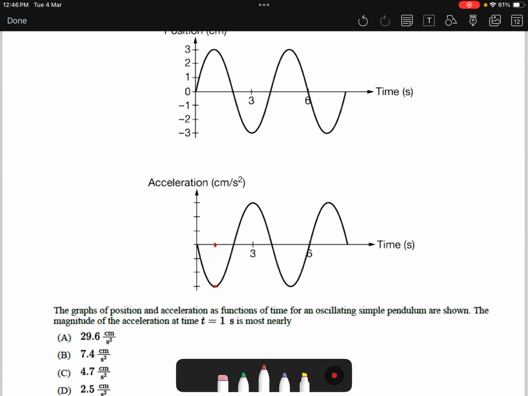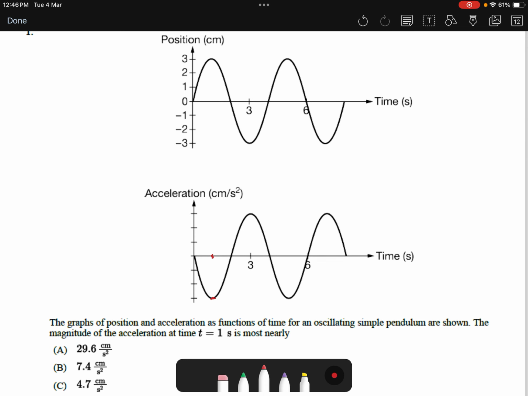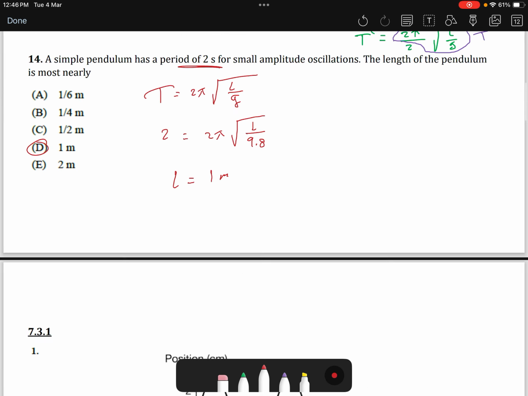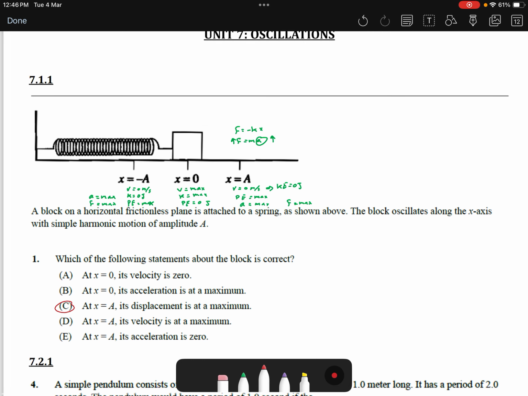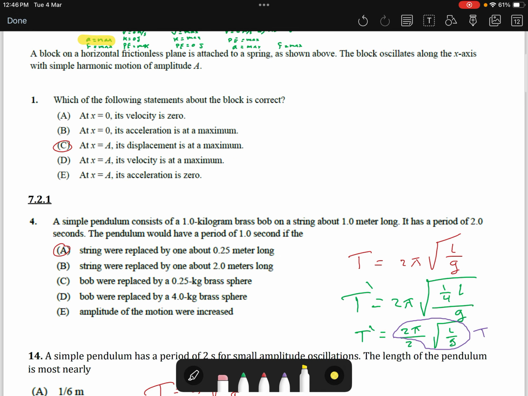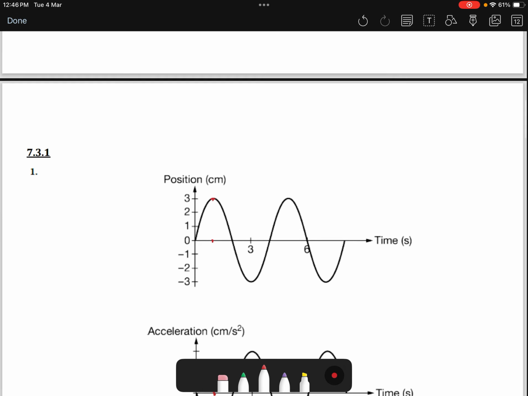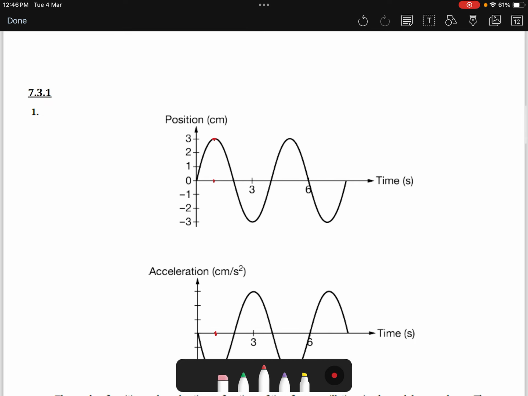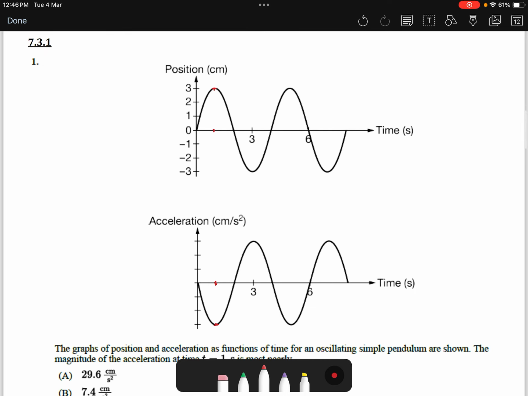Here after 1 second, the position also will be maximum. And if you remember what we said before, when x is maximum, the acceleration should be maximum also. And that is proved now again. Okay. Now, to find the maximum acceleration, it equals A multiplied by omega squared.